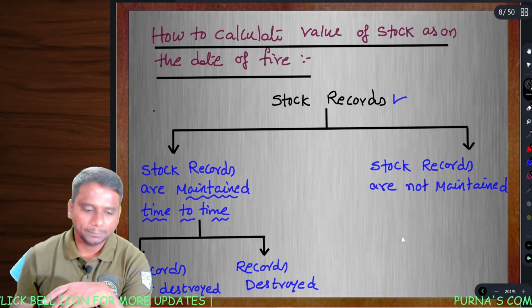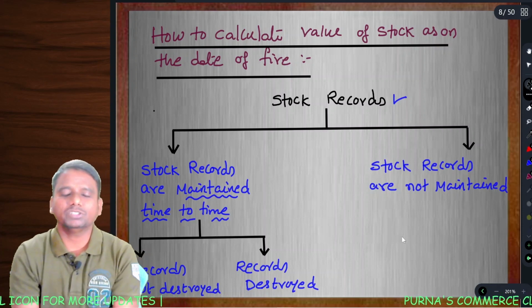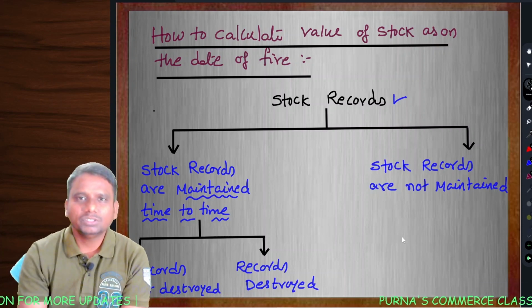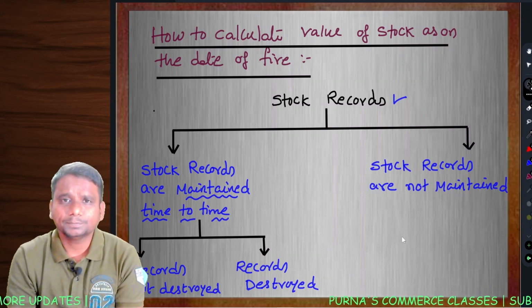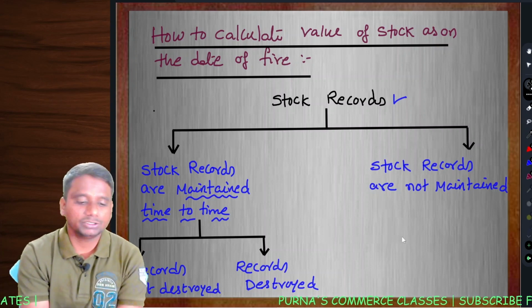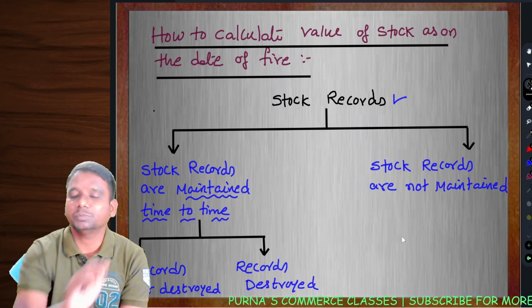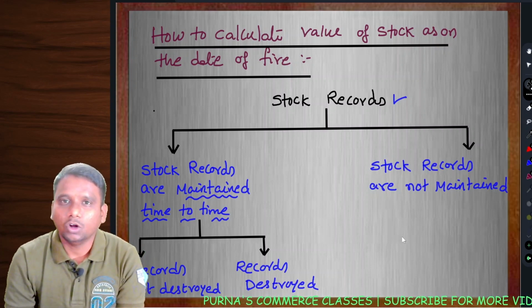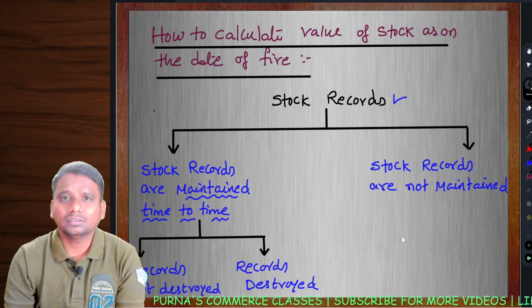Fire happened. Generally, where do we keep all these stock records? In the business premises only. So in the business premises, a stock fire occurred. Along with the stock, the records may be destroyed or the records may not be destroyed.